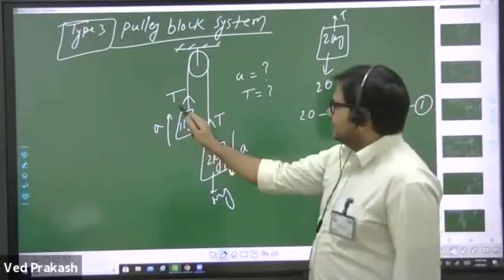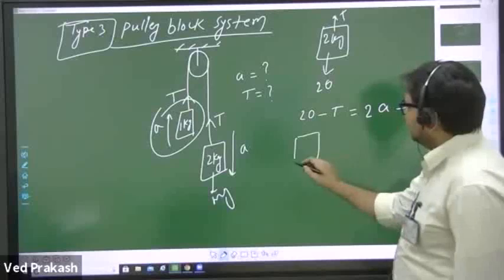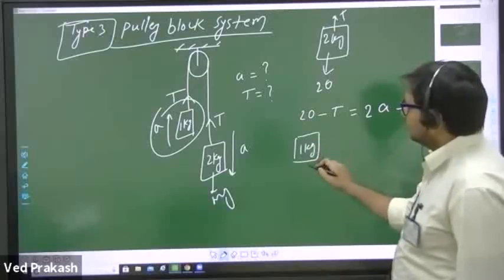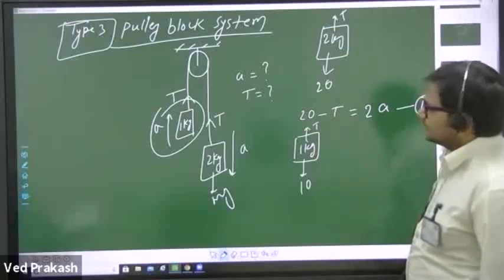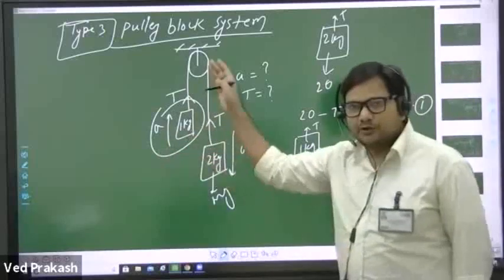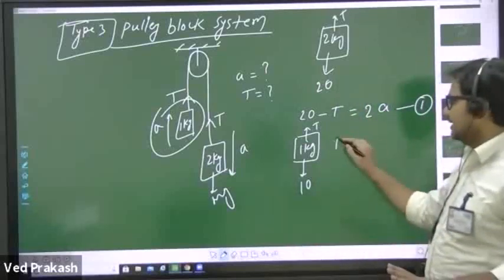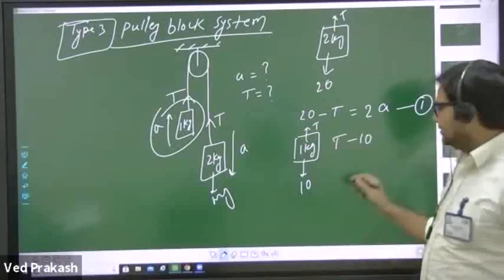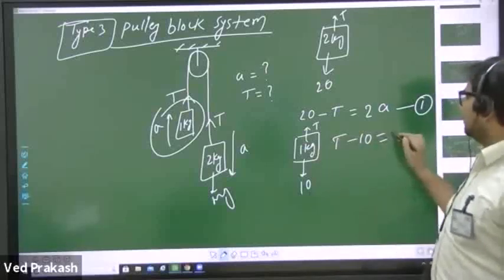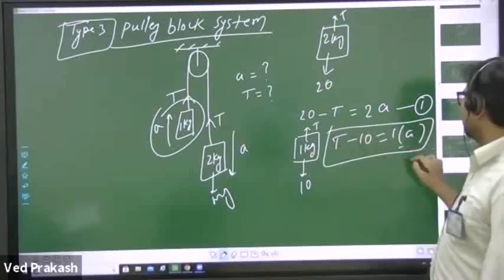If you try to write Newton's second law for this object, you will have to draw the free body diagram of the 1 kg block. A 10 Newton force will act in the downward direction and T in the upward direction. Since this block is moving in the upward direction, T is greater than 10. So T in the upward direction minus 10 acting in the downward direction. Total force equals the mass of this block, 1, times acceleration A. This is our second equation.